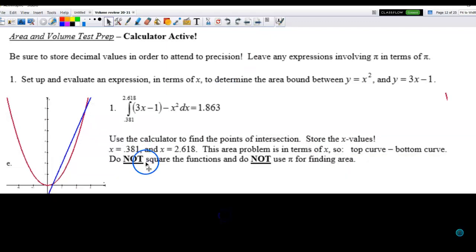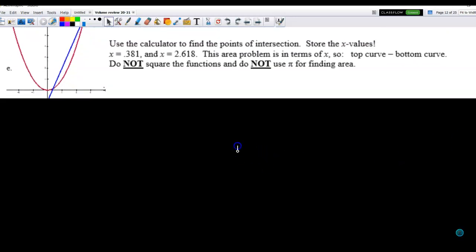Make sure you read the notes that I added in here. And again, when I write my bounds, when I write my integral on my paper, I'm going to write it with 3 decimal places, but I'm going to calculate with all of the decimal places. All right, let's take a look at problem number 2.